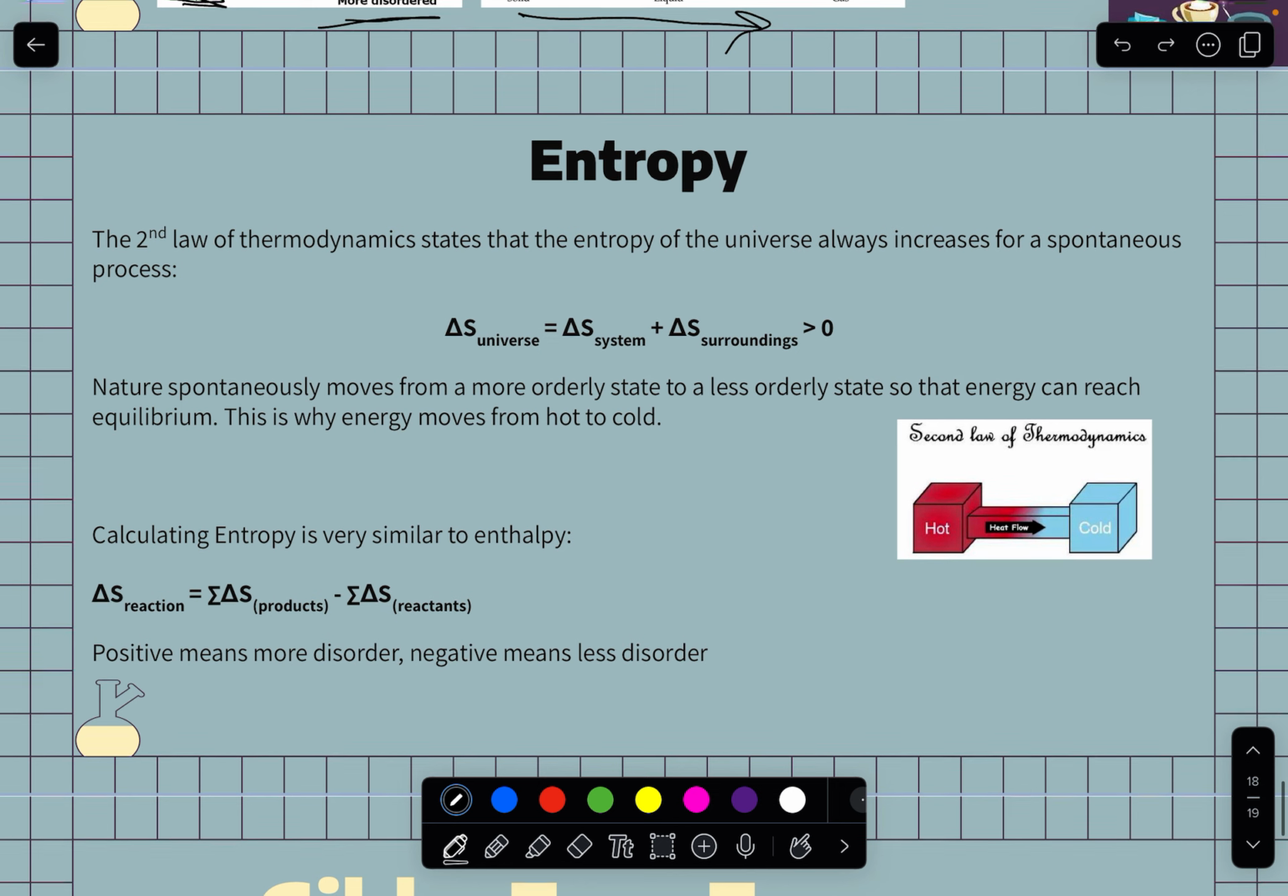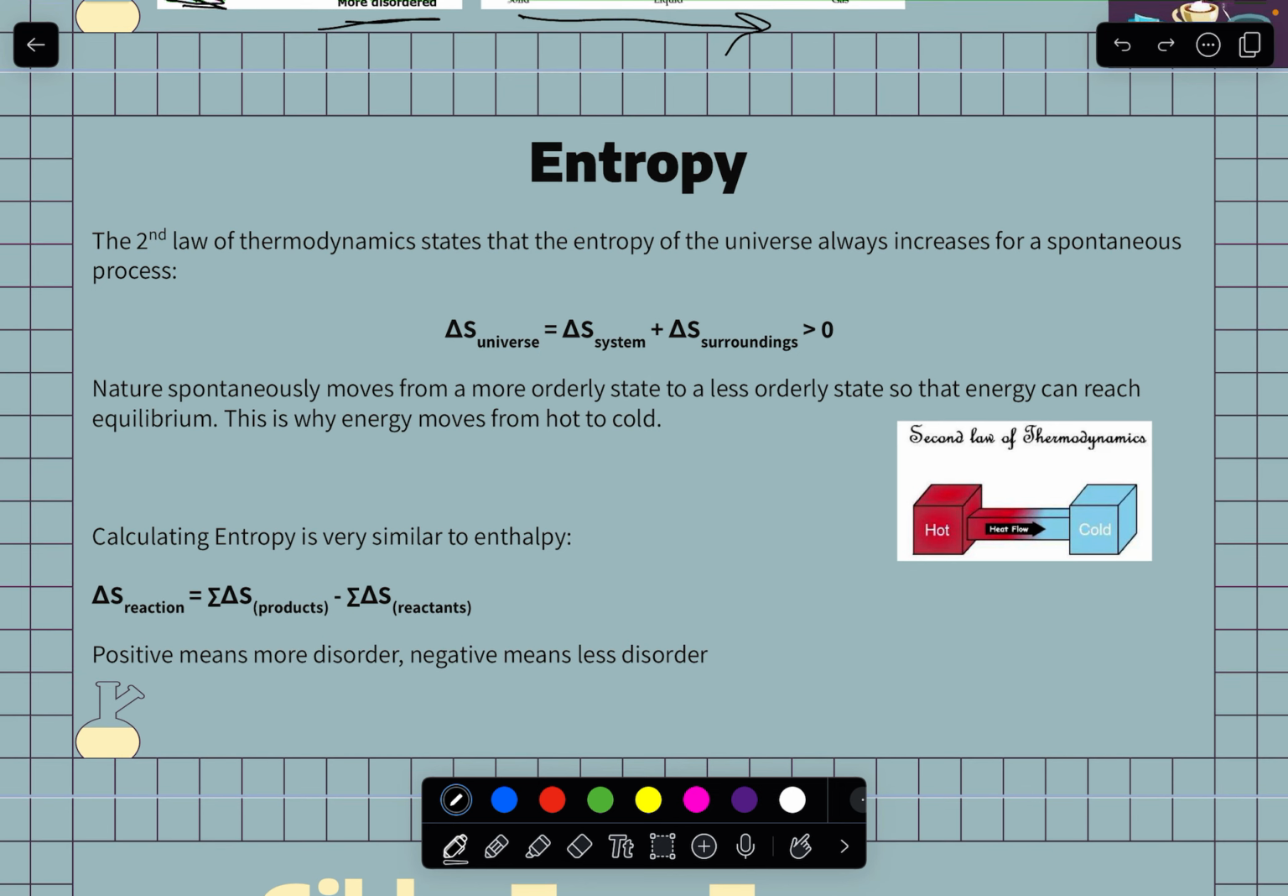From a mathematical standpoint, we're going by the second law of thermodynamics here. We know that the delta S of the universe, so our entropy of the entire universe, is equal to our system plus the surroundings. And since entropy is always increasing in the universe, this is always greater than 0. So we're always moving to a less orderly state, to more disordered. That's why energy moves from hot to cold, because we're going from a more ordered area to a more disordered one, so that overall there can be more disorder.